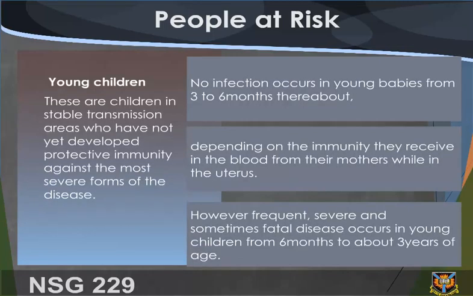Young children. These are children in stable transmission areas who have not yet developed protective immunity against the most severe forms of the disease. No infection occurs in young babies from 3 to 6 months thereabouts, depending on the immunity they receive in the blood from their mothers while in the uterus. However, frequent, severe, and sometimes fatal disease occurs in young children from 6 months to about 3 years of age.